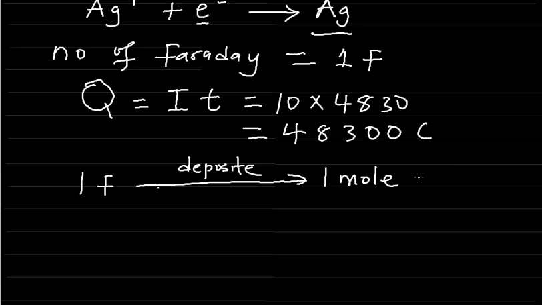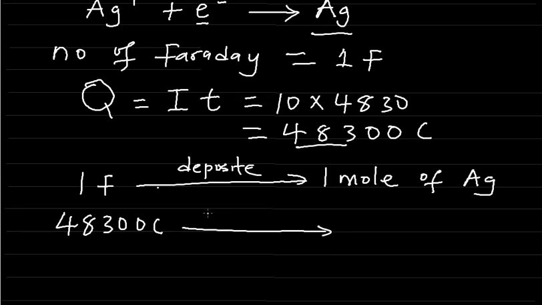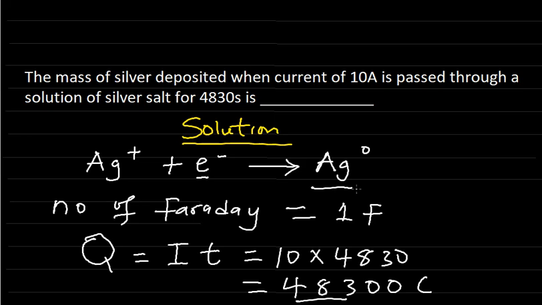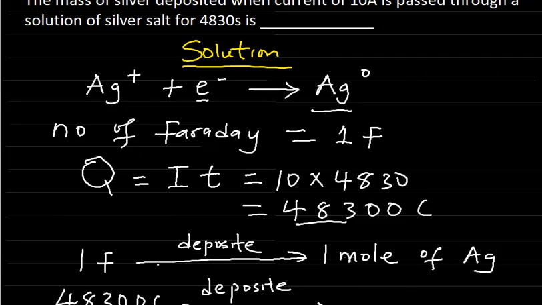Okay, 1 mole of silver. So now we compare with this 48300 column that was supplied. It's actually used to deposit the amount that we're looking for. Remember what we are being asked. We are asked to find the mass of silver that was deposited. Are we good now? Yes, I hope so.